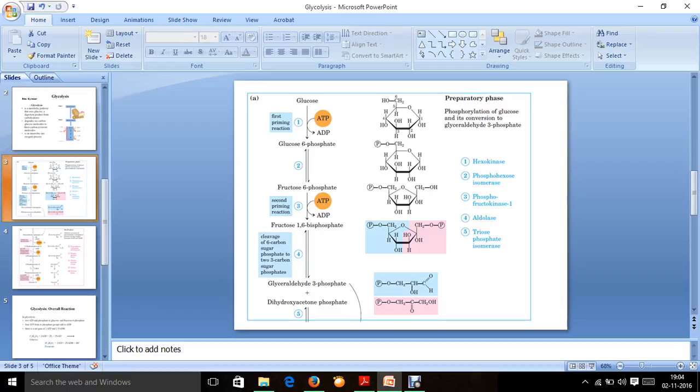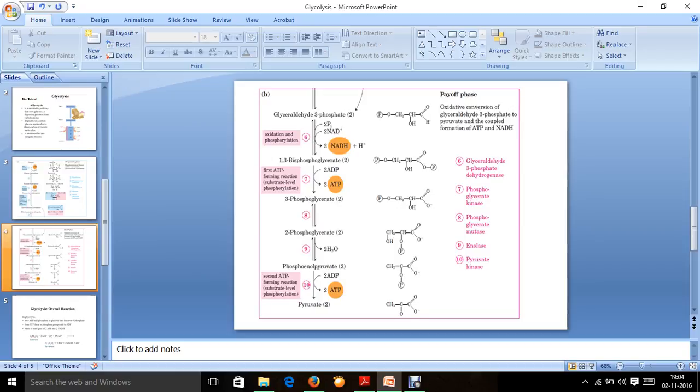Here the blue shaded region is the aldehyde group containing glyceraldehyde 3 phosphate, and this pink shaded compound is dihydroxyacetone phosphate. With this reaction number 5, the preparatory phase is complete, and now we will move on to the payoff phase.